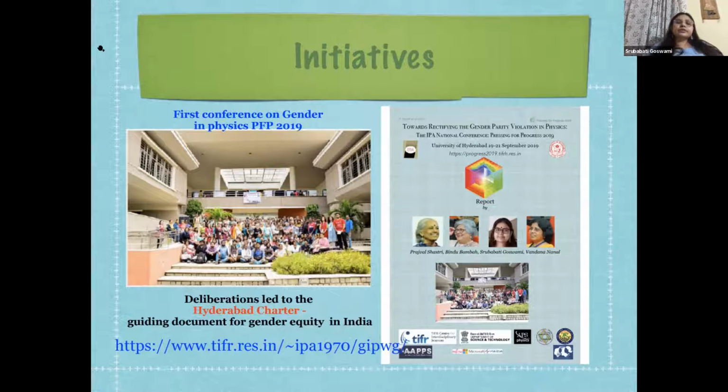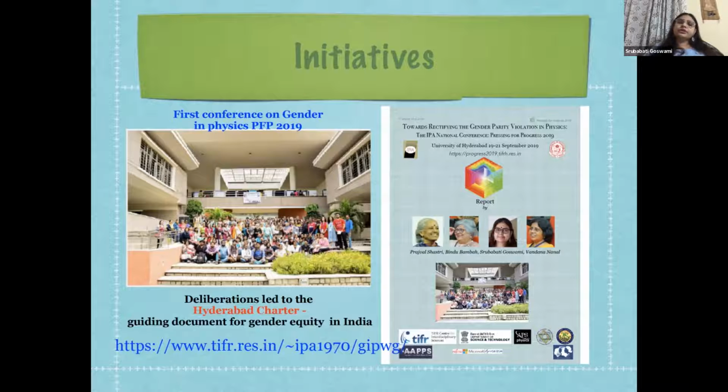As part of our group, we organized a first conference on gender equity in physics in India in 2019. This is in line with the International Conference on Women in Physics, the EQUIP conferences. It received a very good response, and there were many sessions, science sessions and gender sessions, immersive workshops, interaction with social scientists, and the deliberations led to a document called the Hyderabad Charter, which is a guiding document for gender equity in India.